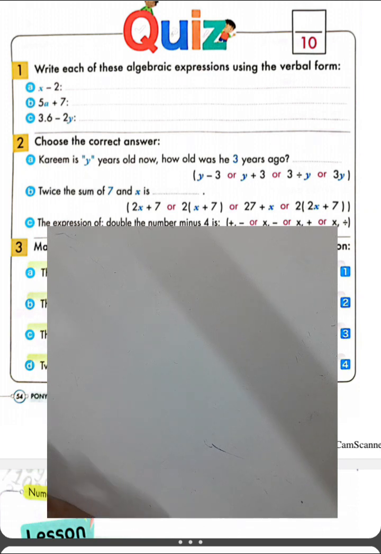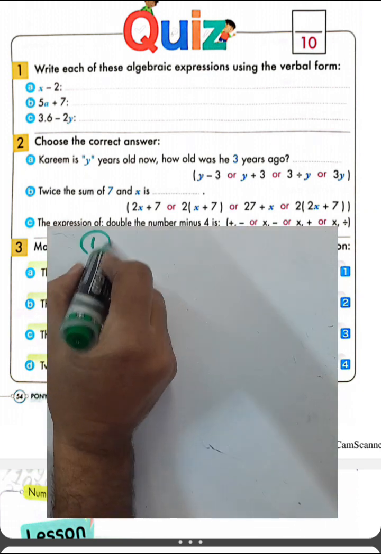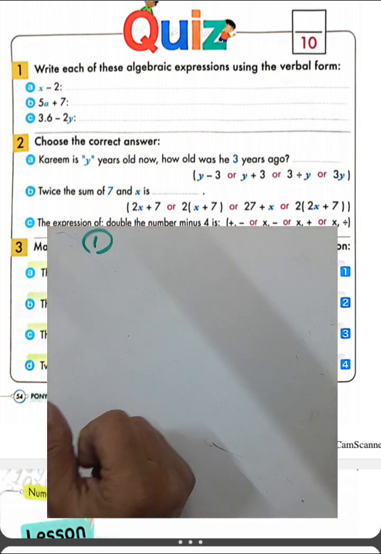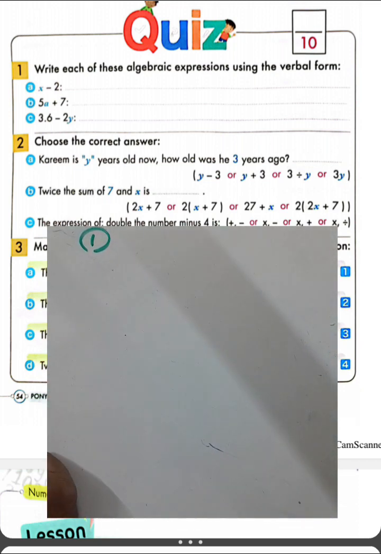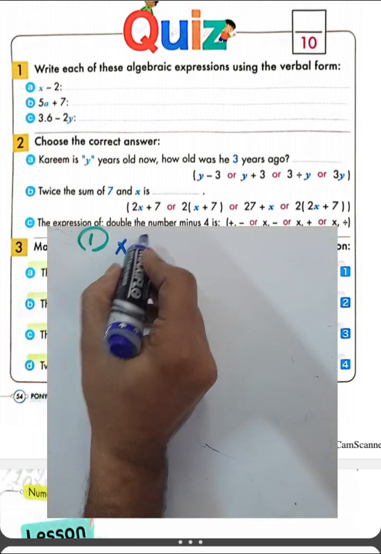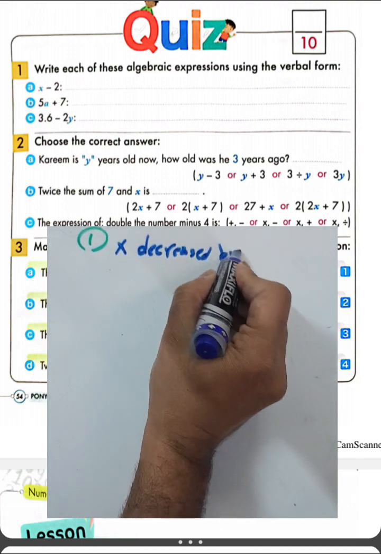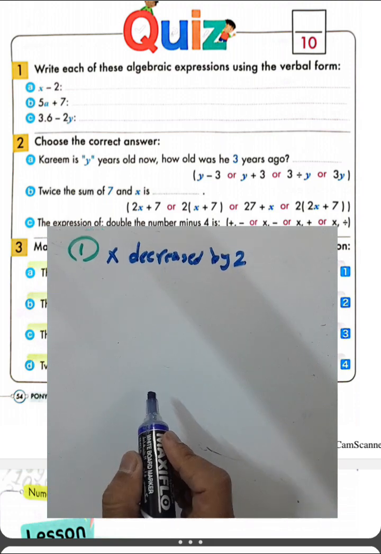Question 54, number 1. Write each algebraic expression using the verbal form. First question, we have x minus 2. It's the difference between x and 2, or we can write x decreased by 2. We can write here x decreased by 2. Okay.